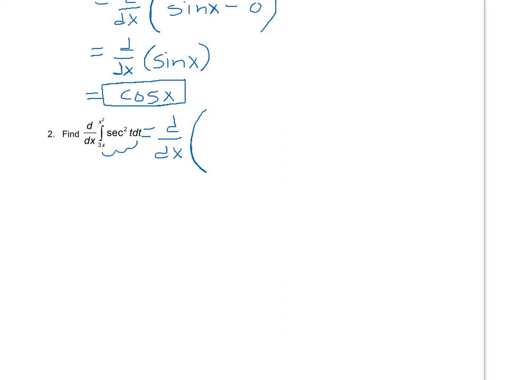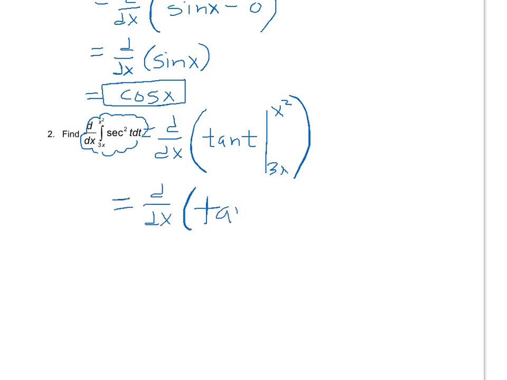So we're going to go ahead and evaluate this little piece in here. The antiderivative of secant squared of t dt. So what function, when you take the derivative of it, gives you secant squared of t? That is the tangent of t. But it's a definite integral, so we're going to show that we are evaluating it from 3x to x squared. That gives tangent of x squared, top bound plugged in, minus the tangent of that bottom bound plugged in.